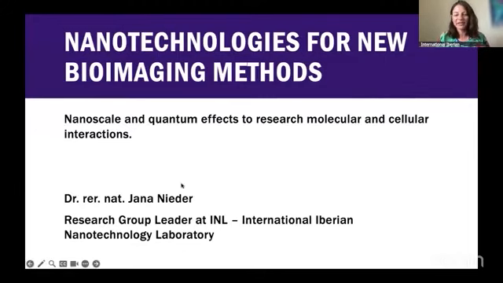I will not only speak about 2D material or graphene-based applications, but also look into what we can do with other type of three-dimensional nanomaterials, such as nanodiamonds, and explore quantum effects for advanced imaging.